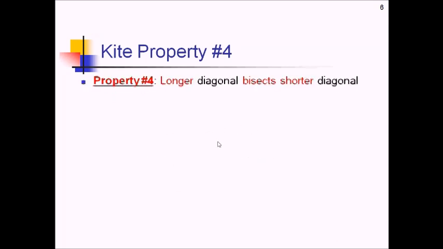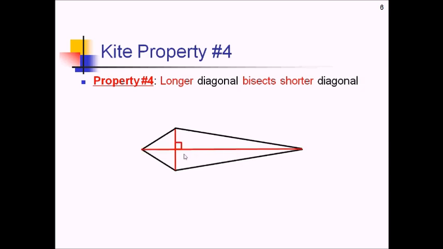The diagonals also have their own relationship with each other. We already said the diagonals were perpendicular. It's a little bit more, though. The longer diagonal actually bisects the shorter diagonal in a kite. So here's our two diagonals. Again, we said they were perpendicular. So this longer diagonal is cutting the shorter diagonal into two equal halves. It doesn't work the other way, though. Notice that the shorter diagonal does not necessarily bisect the long one.